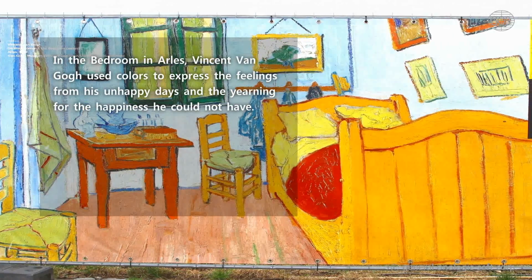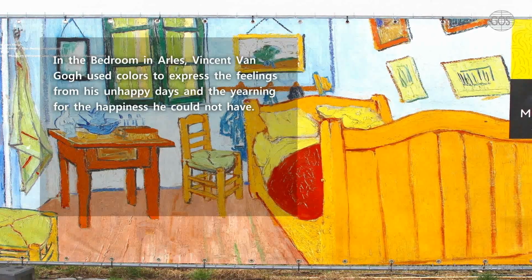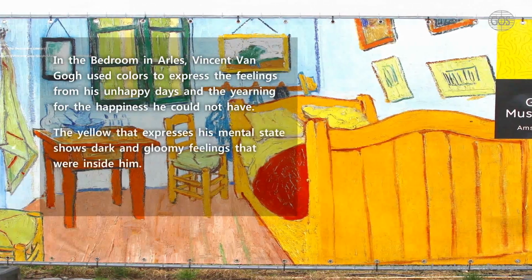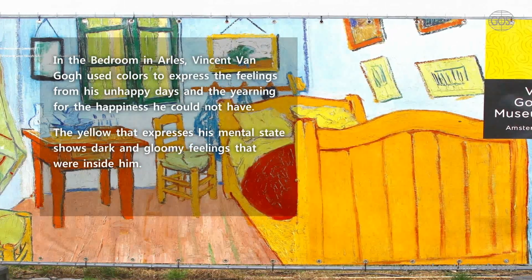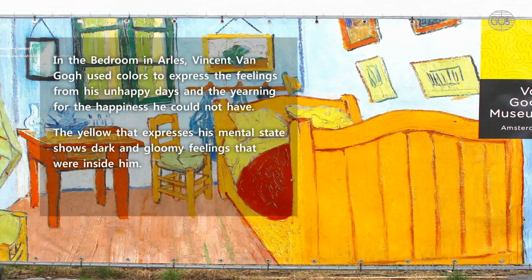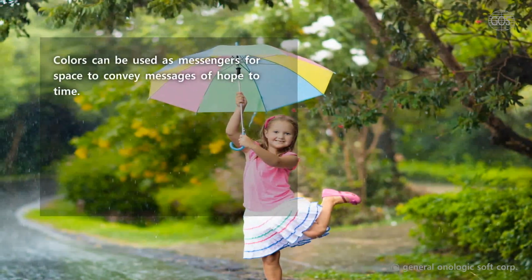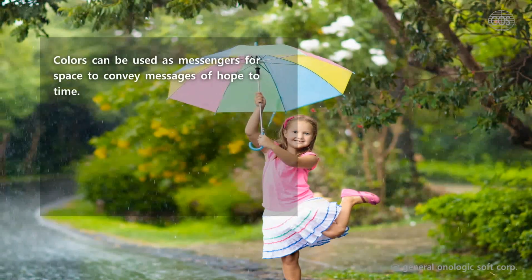In The Bedroom in Arles, Vincent van Gogh used colors to express the feelings from his unhappy days and the yearning for the happiness he could not have. The yellow that expresses his mental state shows the dark and gloomy feelings that were inside him. Colors can be used as messengers for space to convey messages of hope to time.